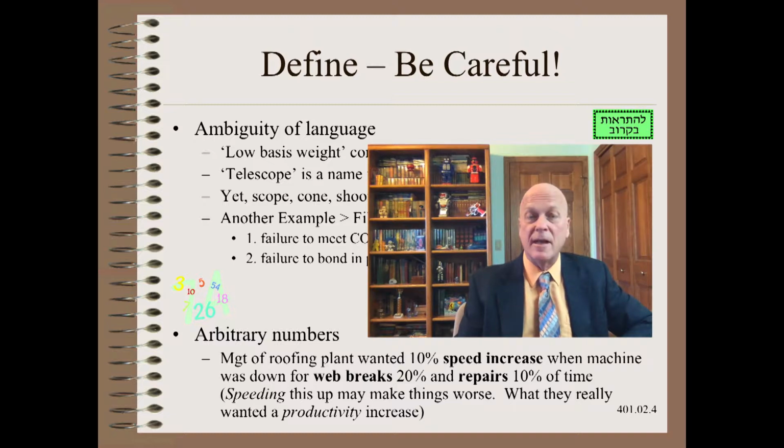As a final example for extreme caution, I will share briefly the story of a job assignment I had in Canada. The assignment was to increase machine speeds by 10% to keep up with new orders. Yet, upon further inspection, I learned that the machine was down 20% of the time due to web breaks and down another 10% of the time due to machine breakdowns.